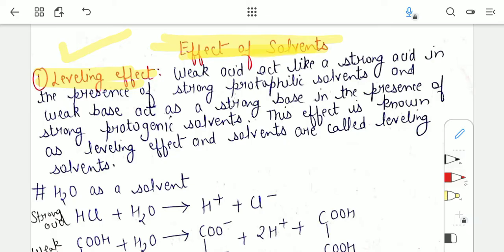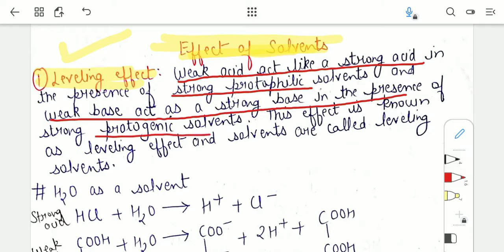Firstly I will read out the theory part and then I will try to explain it to you with an example. A weak acid acts as a strong acid in the presence of a strong protophilic solvent, and a weak base acts as a strong base in the presence of a strong protogenic solvent. This effect is known as leveling effect and the solvents are called leveling solvents.